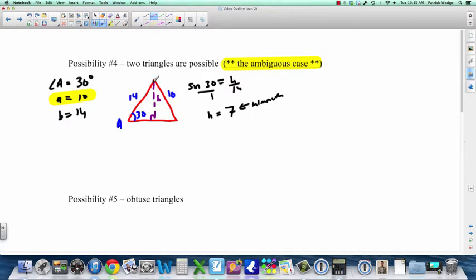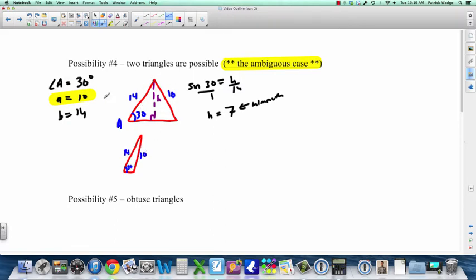Another way you could have drawn this is by, instead of putting the 10 here, you could have put the 10 there, and you'd have a very strange but valid triangle. So let me try to draw that other triangle here. What that would look like is still having a 30-degree angle, but this 10 would go here instead. I know that's hard to picture, but this is 30, this is 14 just like it was up here, but now the 10 is here.